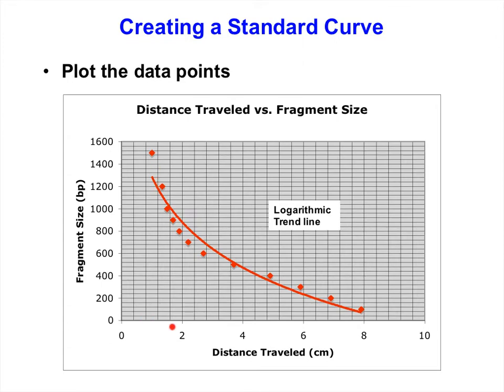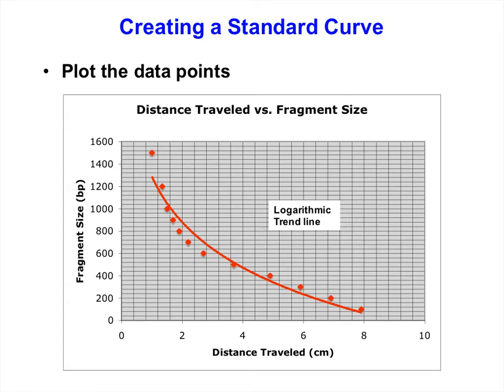So the longer the fragment travels down the gel, the smaller that fragment is, which makes sense, right? It travels faster if it's smaller. So it's a negative logarithmic relationship. Now the fact that it is a logarithmic relationship makes it difficult for the type of analysis we want to do. We wanted to use this data to determine our unknown fragment sizes. So it's preferable to have a linear relationship.